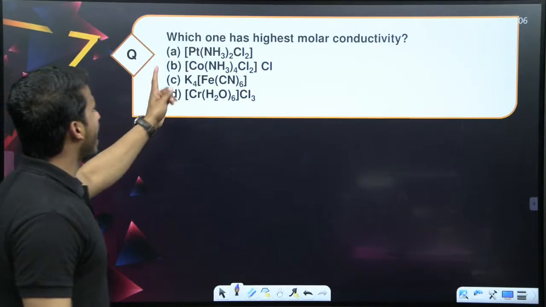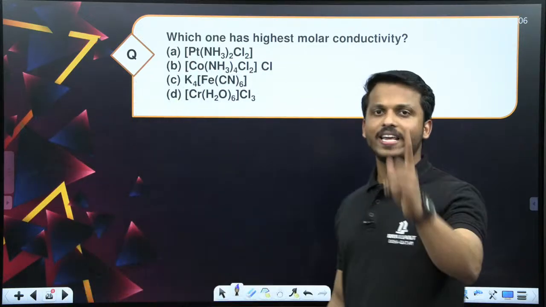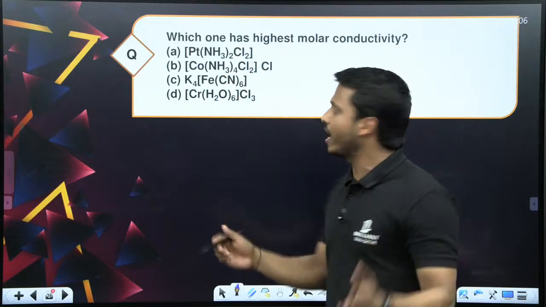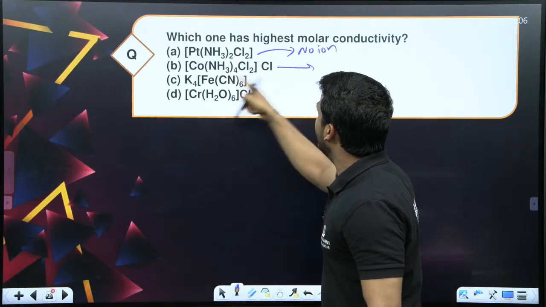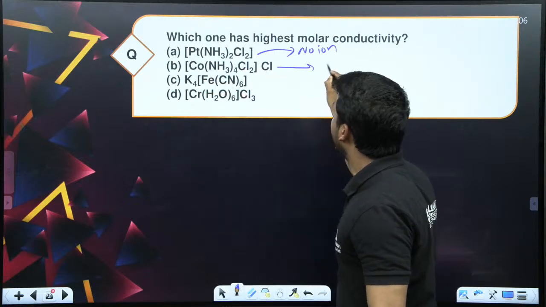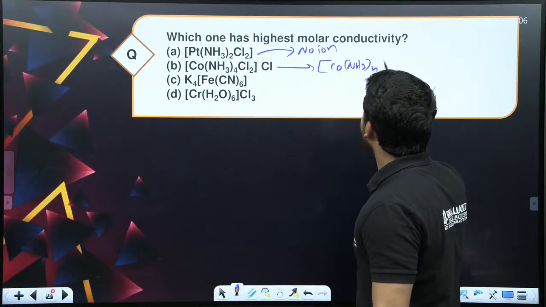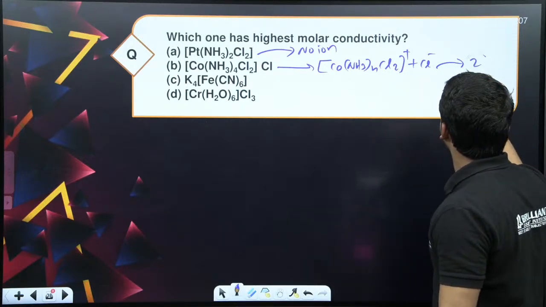Next one, which one has the highest molar conductivity? Dear all, in this compound there is no counter ion. It won't give any ions. This is like our NaCl. This will give you Co(NH3)4Cl2 plus and Cl minus. It will give you a total of 2 ions.